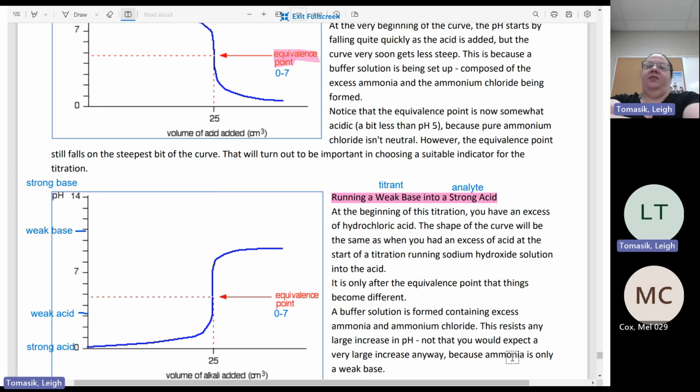So this says at the beginning of this titration, you have excess hydrochloric acid. The shape of the curve will be the same as when you had excess acid at the start of the titration running sodium hydroxide. Basically, if it is a strong acid, it always starts at 0. It's only after the equivalence point that things become very different. It says a buffer solution is formed containing excess ammonia and ammonium chloride. We'll talk about buffer solutions in a second. This resists any large increase in pH, and you would not expect a very large increase anyway because ammonia is a weak base.